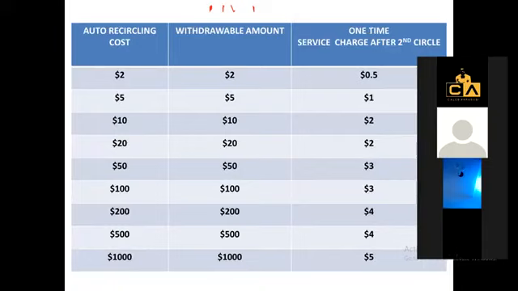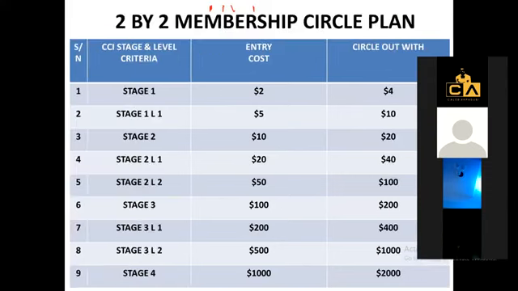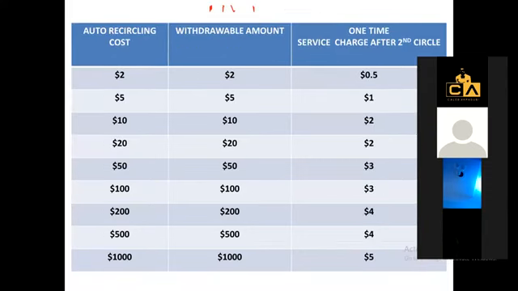Now, when you immediately cycle out with $4, $2 will be deducted for auto recycling. Why? Because you can actually withdraw the other $2. Are you getting it? When you auto recycle, you are going over that process again, and you can keep going over that process as many times as possible. When you cycle out the first time, you get your $4, $2 for auto recycling, then $2 for withdrawal. That's how that process works.